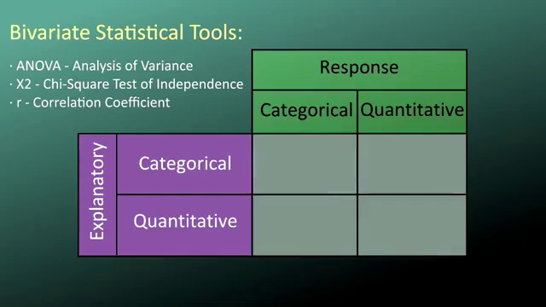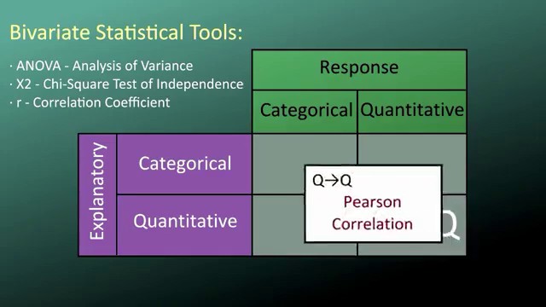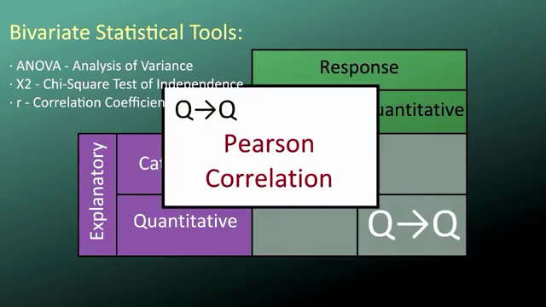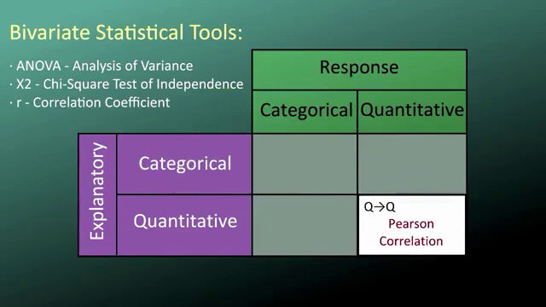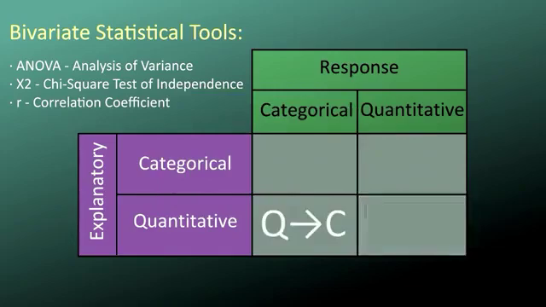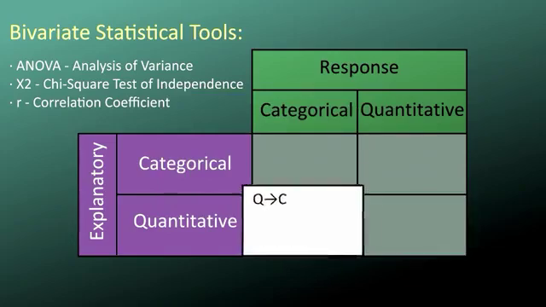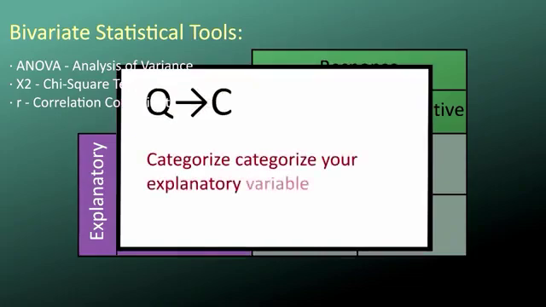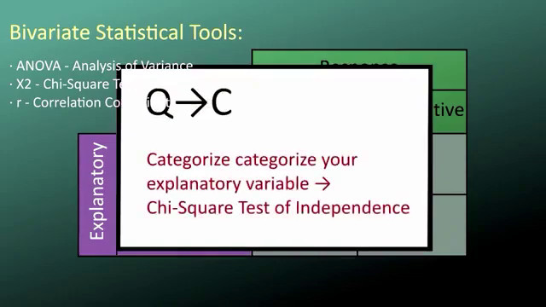If both your explanatory and response variables are quantitative, you would use a correlation coefficient as your inferential test. If your explanatory variable is quantitative and your response variable is categorical, you would categorize your explanatory variable with only two levels and then use the chi-square test of independence as your inferential test.